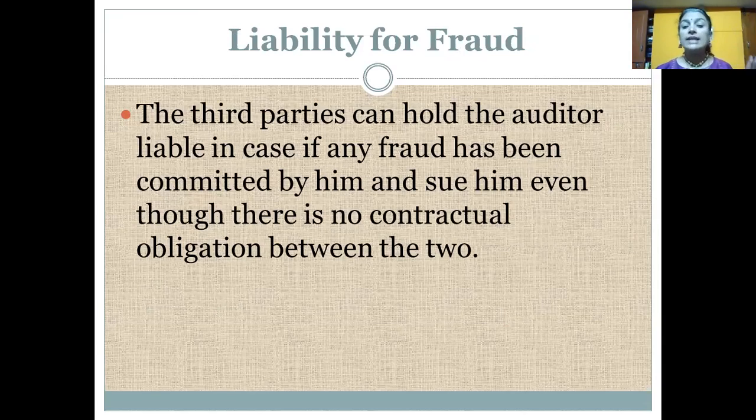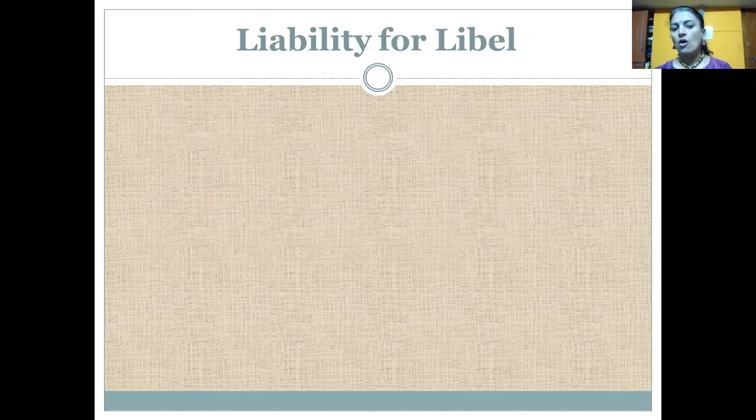And what is liability for fraud? The third parties can hold the auditor liable if any fraud has been committed by him. They can even sue him, even though there is no contractual obligation between the two. These third parties directly do not have any contract with the auditor, but they are depending upon his audited statements. They are believing the audited accounts. Therefore, they can even sue him for fraud.